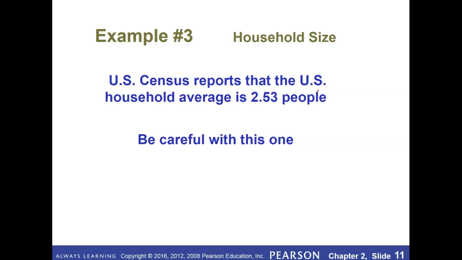Here's another one. The U.S. Census reports that the U.S. household average is 2.53 people live in every house in the United States. Well, what kind of data is this? You've got to be careful on this one. It looks like it's going to be continuous because it's 2.53. It could be 2.54 or 2.56 or whatever, but that's an average. It is quantitative, but it's discrete.